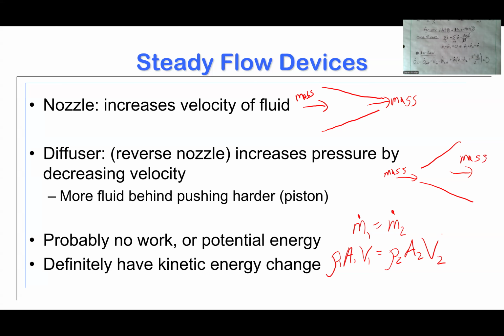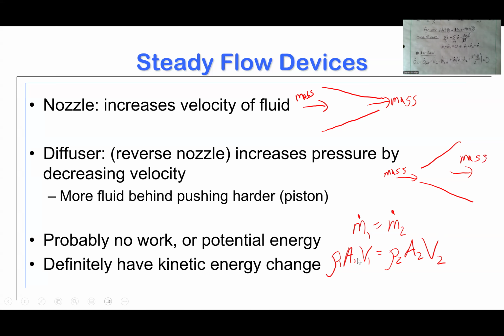And you can see what's happening with both these devices. If we assume that the density is reasonably constant, it's not a great assumption with vapors. It's an okay assumption with liquids, but with vapors or gases, it's not a great assumption. But let's remove it from the equation.